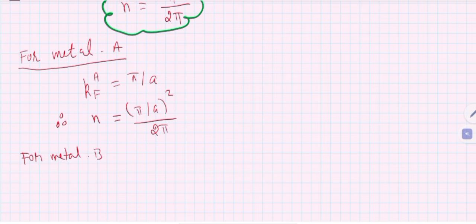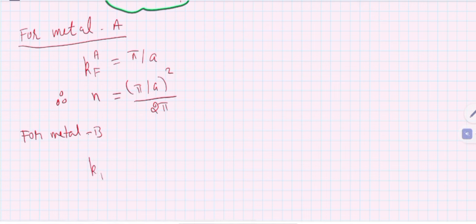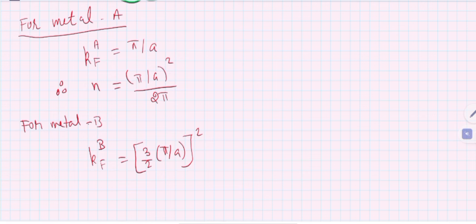For metal B, kf is equal to 3 by 2, this power square. Sorry, that is basically 3 pi by 2a, right? So basically 3 pi by 2a.